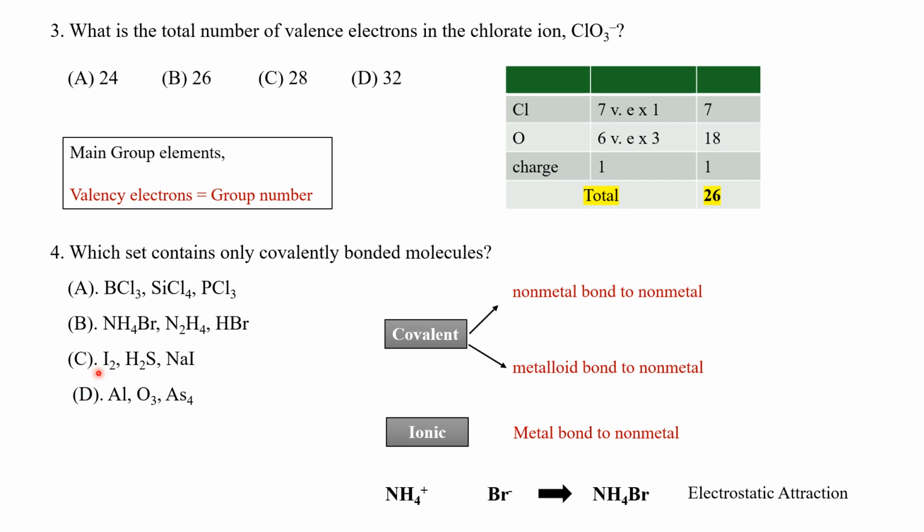C. H2, H2S are covalent. However, sodium iodide, there is a metal here. Sodium is a group 1 metal. Then it should be ionic. D. Aluminum, ozone and arsenic. There are metals included, aluminum, and that is ionic. The answer is not D. So the correct answer is A, BCl3, SiCl4 and PCl3, they all are covalent compounds.